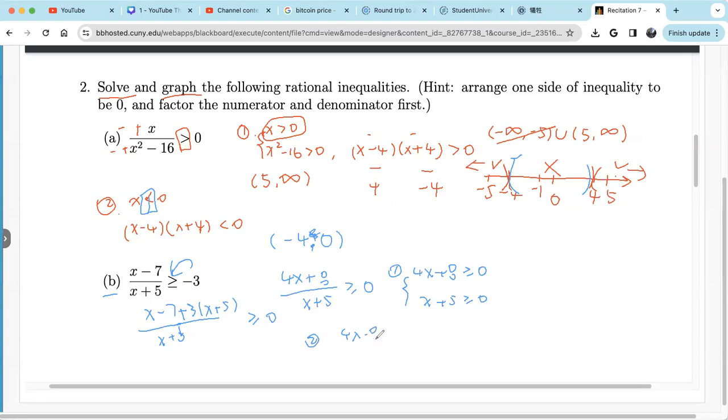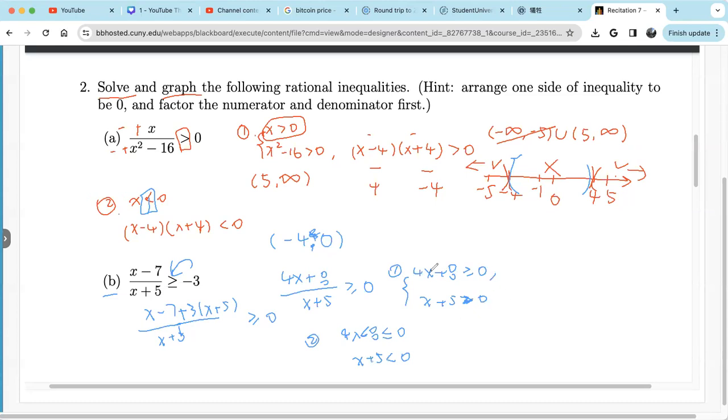4x plus 8 less than or equal to 0. And x plus 5 less than 0. Well, the denominator cannot have an equal sign, right? This has to be greater than 0 or only less than 0, no equal sign. Because it's a denominator.